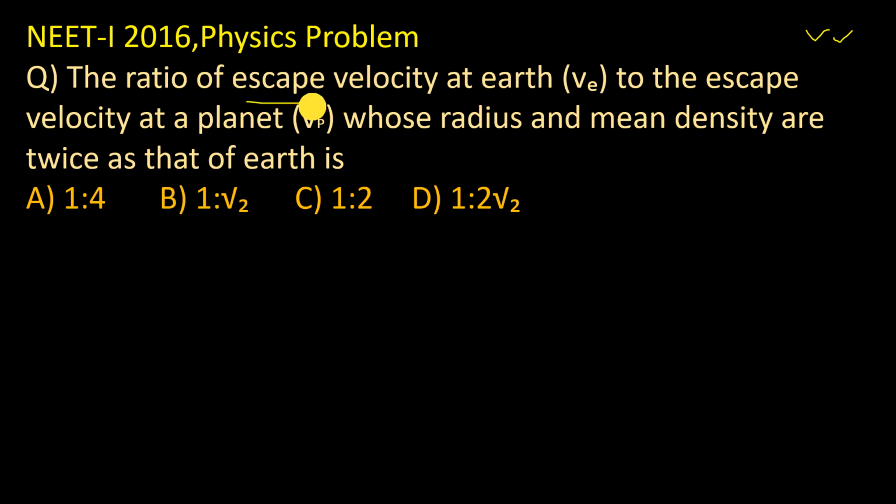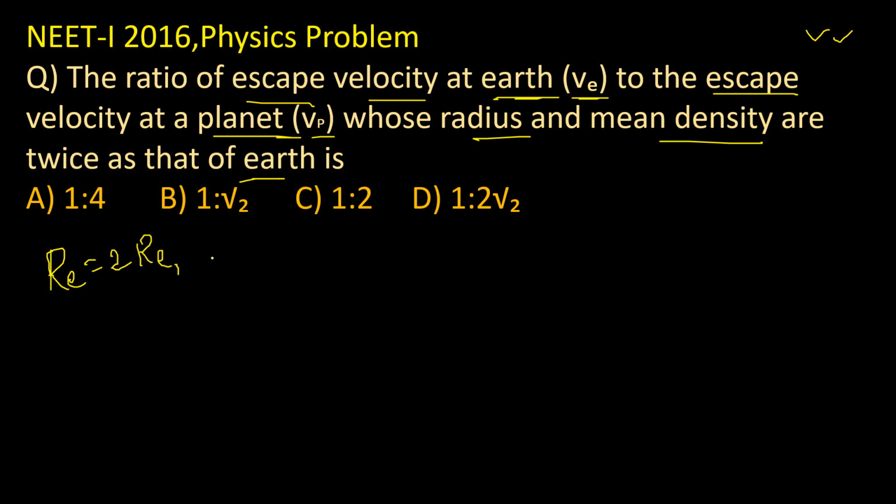The ratio of escape velocity at Earth, Ve, to the escape velocity at a planet, Vp, whose radius and mean density are twice that of the Earth. That means Rp equals 2 times Re and rho p equals 2 times rho e. Now, the escape velocity formula: V is the escape velocity on the Earth.